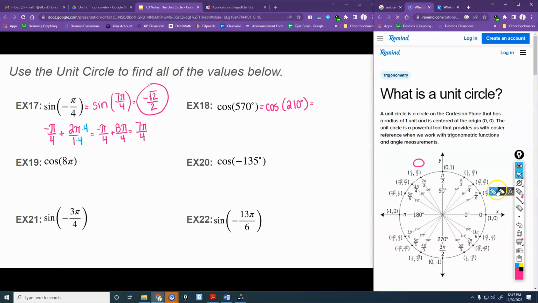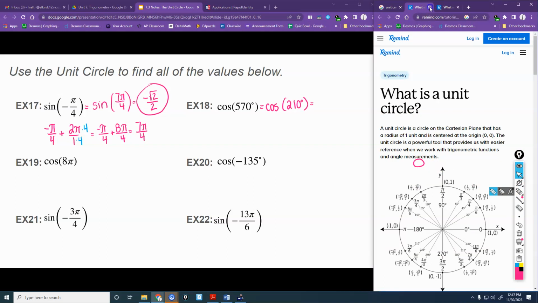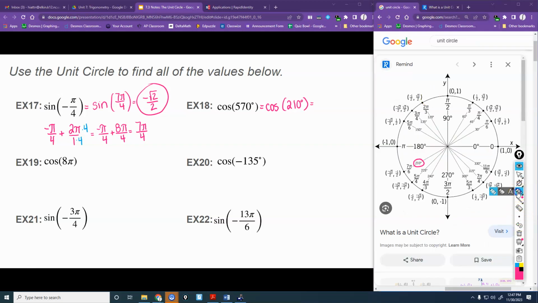My calculator to get all the way here. Oh, no, didn't mean to do that. There we go. And I want to look at this point. Sawyer, for cosine, should I look at the x or the y coordinate? X. So right here is negative square root of 3 over 2 as my answer. Okay. Questions so far? All right, try those other ones on your own, and then we'll check and see how I'm doing.